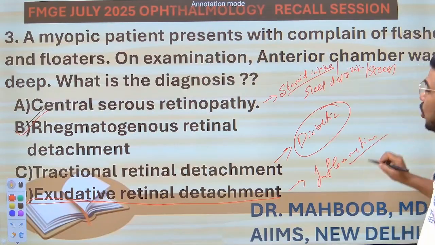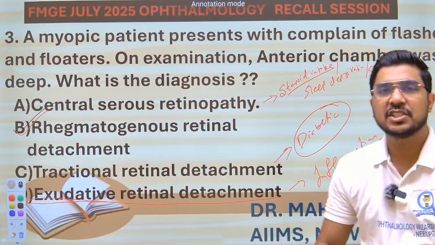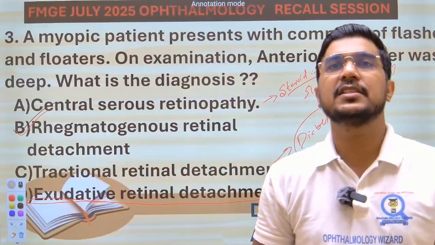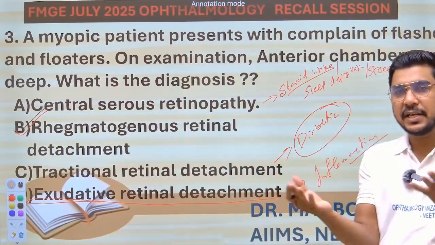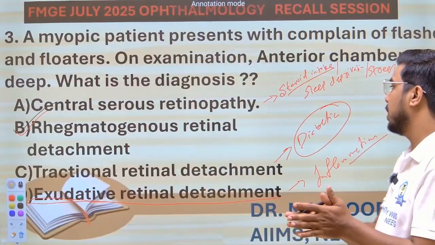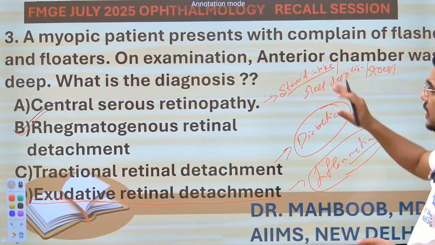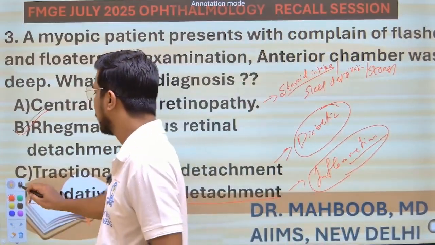There will be some history of inflammation, whether it is ocular inflammation or systemic inflammation, like in the case of VKH, sympathetic ophthalmitis, Behçet's disease, posterior scleritis. This type of inflammatory history will be there. Tuberculosis, right? So that's how you dissect an MCQ, okay?